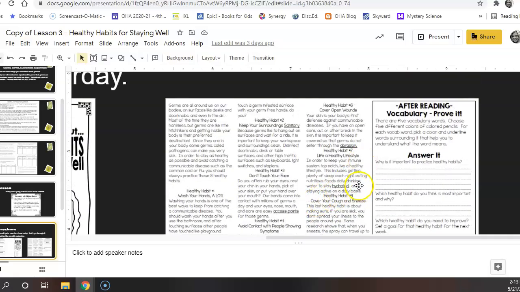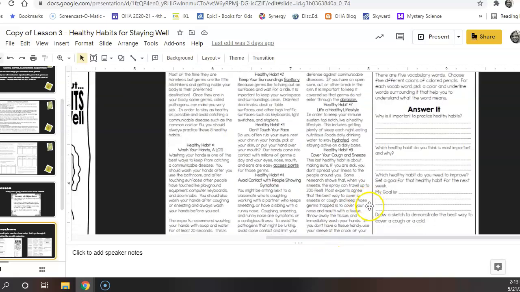All right, healthy habit number 6, cover open wounds. Your skin is the body's first defense against communicable diseases. If you have an open sore, cut, or other break in the skin, it is important to keep it covered so that the germs do not enter through the abrasion. An abrasion is like a cut or a scrape. Break in the skin is really what it is.